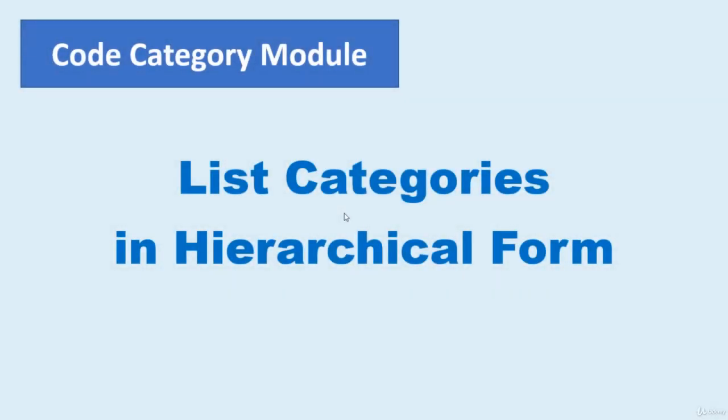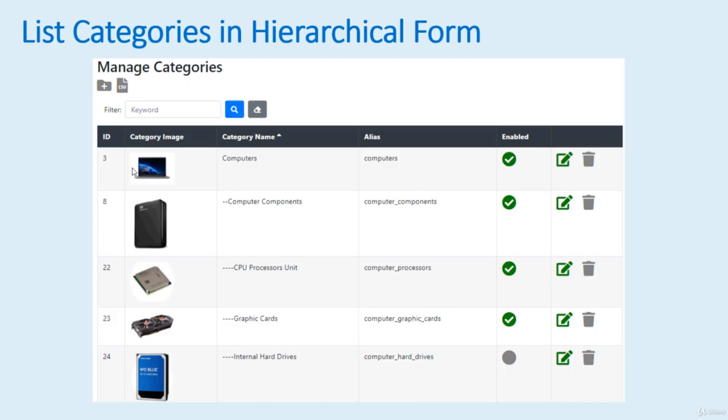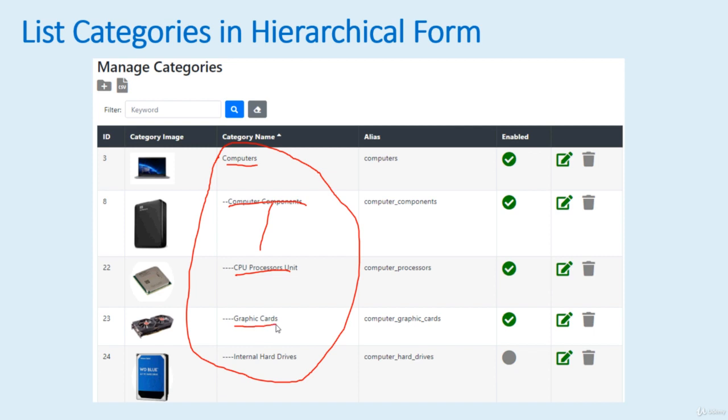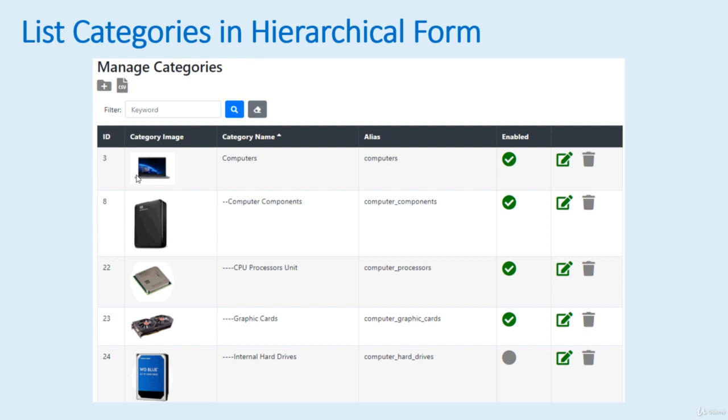In this video, I will show you how to list the categories in hierarchical form or tree-like structure. In the categories listing page, we need to show the names of categories in a hierarchical form like this, so the users can easily understand that computer components is under computers, CPU processor unit is under computer components, graphic card is under computer components, and so on.